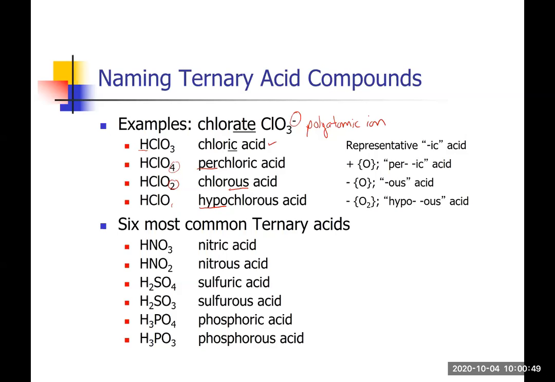Now let's look at some of those on the bottom of the screen. It says those are the 6 most common ternary acids. So if we start with nitric acid, we know that nitric acid came from nitrate. And we know that nitrate is NO3 minus. With that negative charge, we need, again, like we did with chlorate, 1 hydrogen to neutralize this compound. And because that's nitrate, that's our representative.